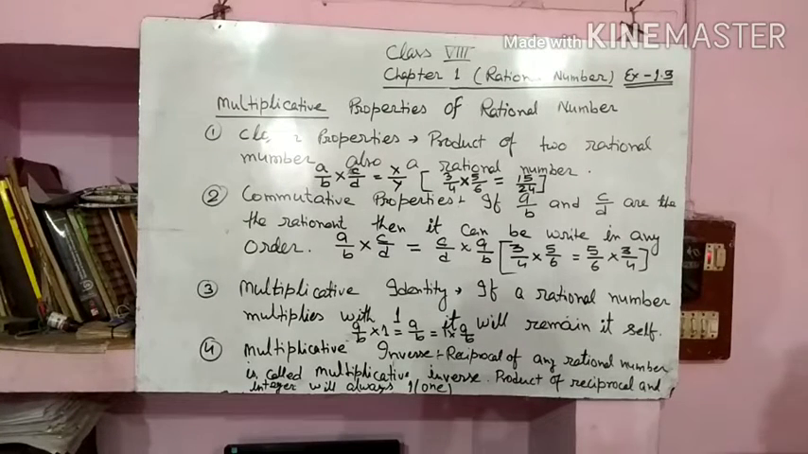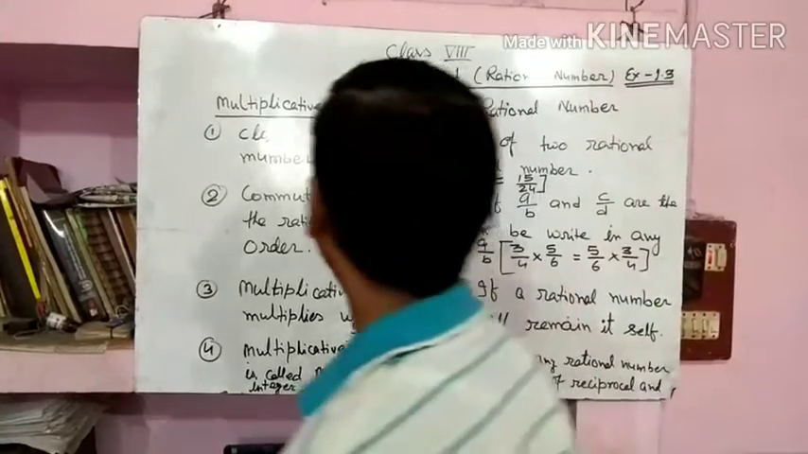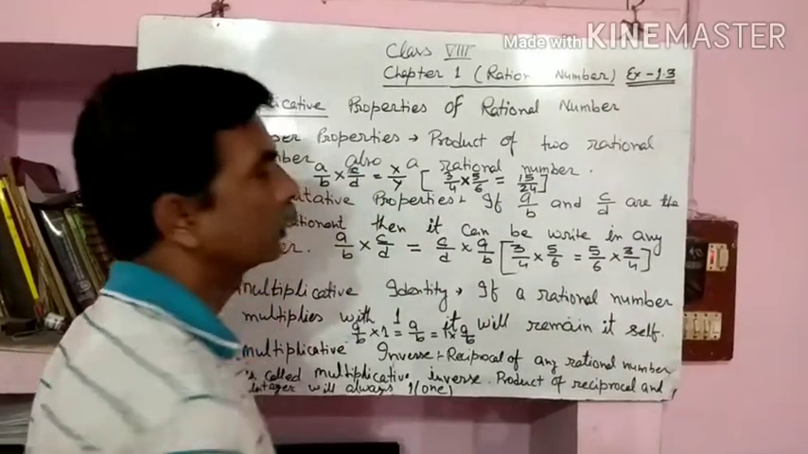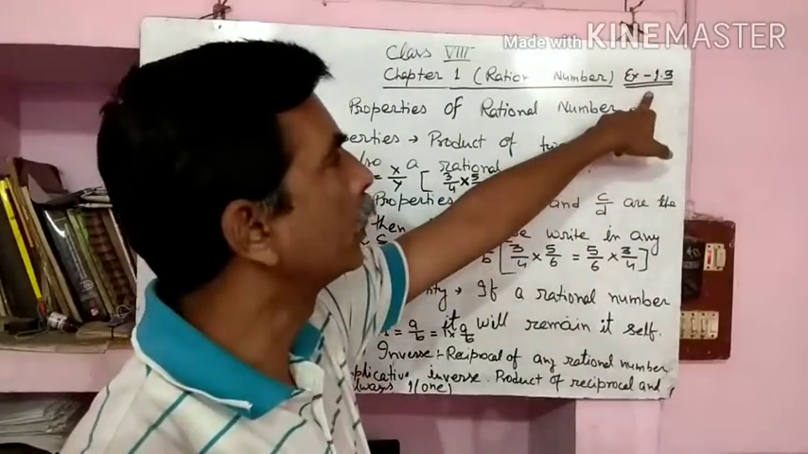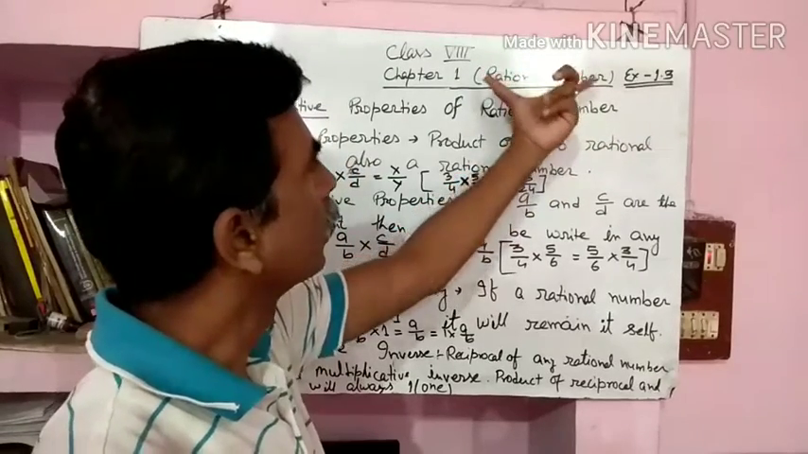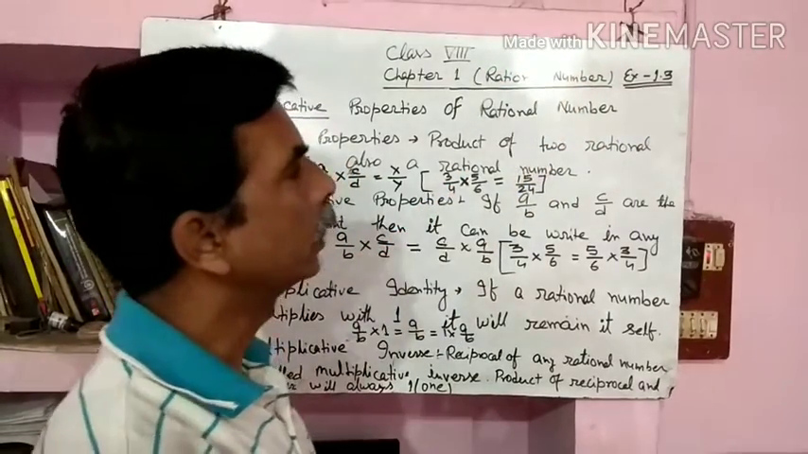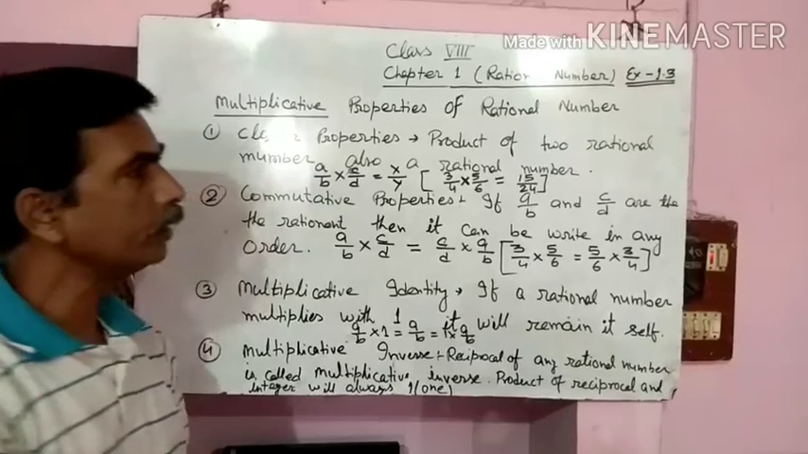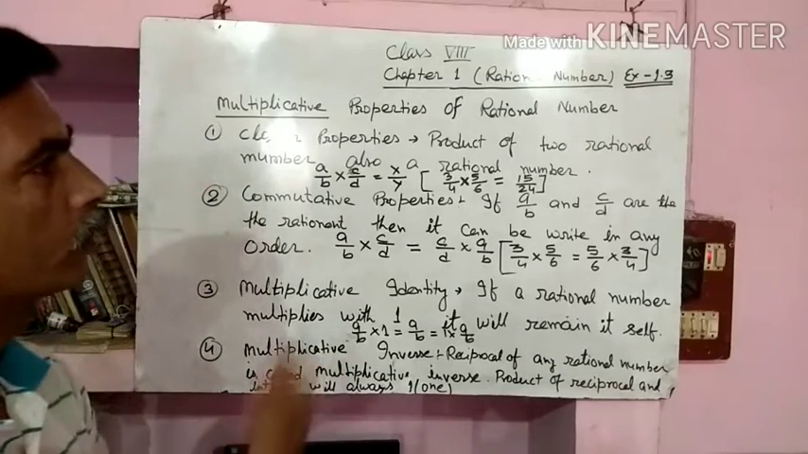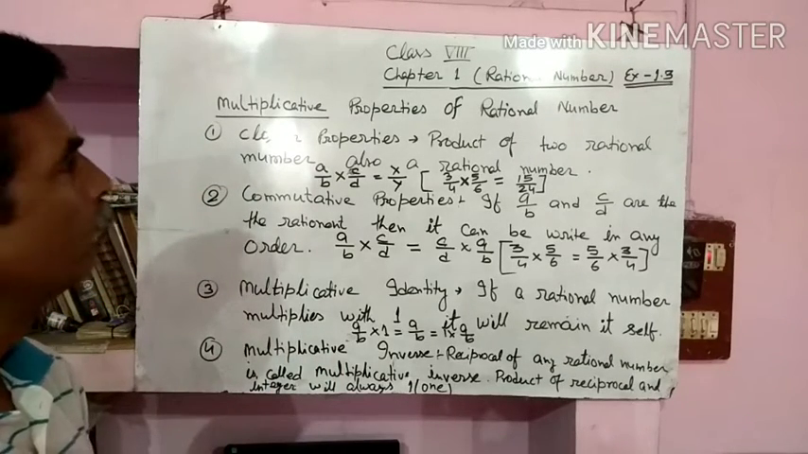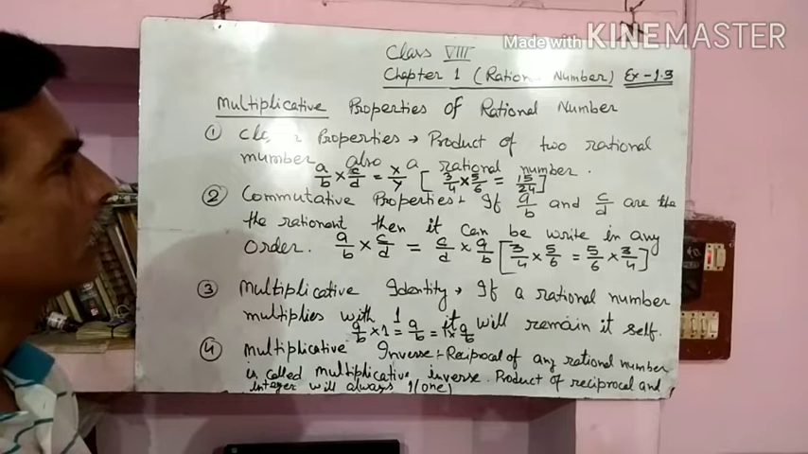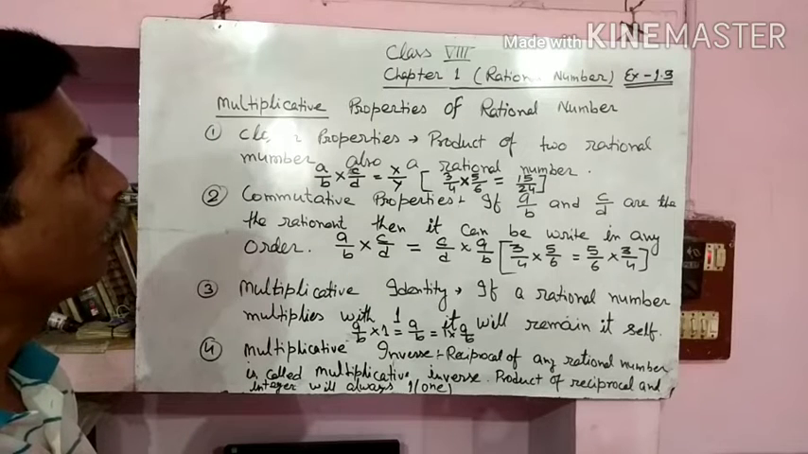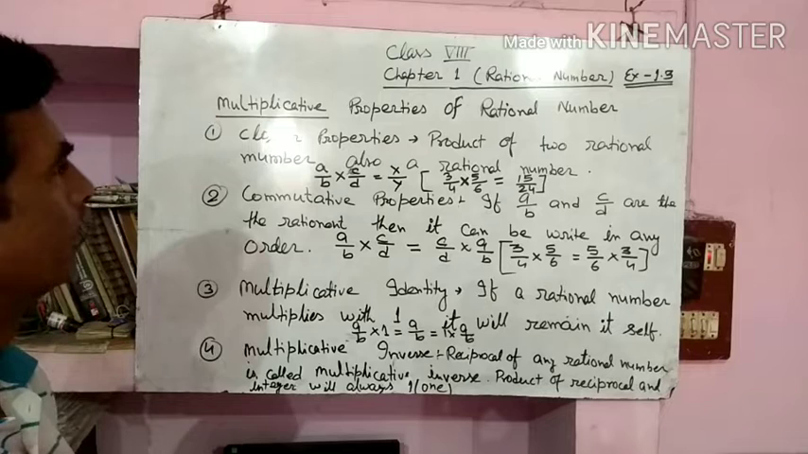Hello students. Today we are going to discuss exercise 1.3 of chapter 1. The name of that chapter is rational number. Before solving the questions of this chapter, we have to discuss some terms or some properties of a rational number.